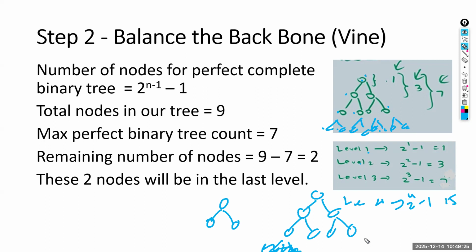And there's a pattern. If you have one level, you have 2 to the power 1 minus 1 nodes to create a perfect complete binary tree. If you have 2 levels, you need 2 to the power 2 minus 1 nodes. That is these 3 nodes. If you have a level 3 perfect binary tree, you need 2 to the power 3 minus 1 or 7 nodes. So therefore, if you have n levels, to create a perfect complete binary tree, you need 2 to the power n minus 1 nodes. Okay, so that we are going to use.